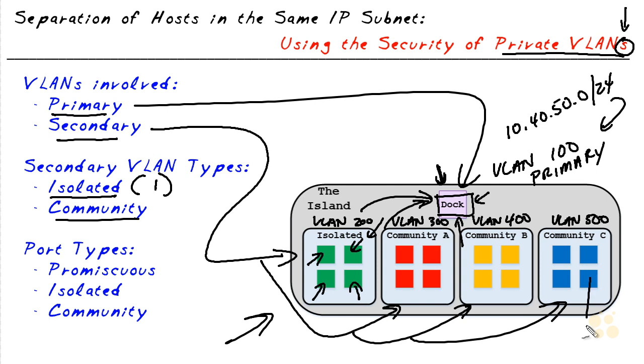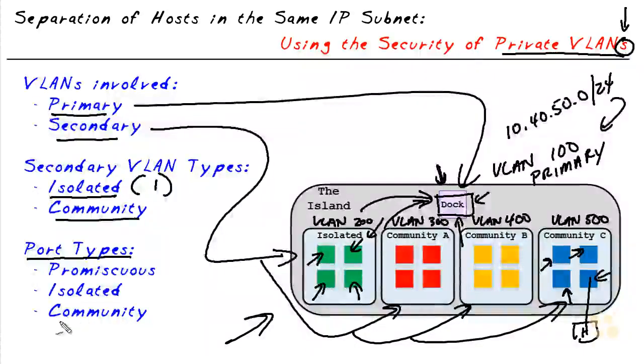So if a host, for example, is connected to this port right here in VLAN 500, this device could communicate with this port, that port, and the dock, and that's it. This host cannot communicate with anybody in Community B, Community A, and of course no one who's connected to any isolated port of any type. So what are the port types?